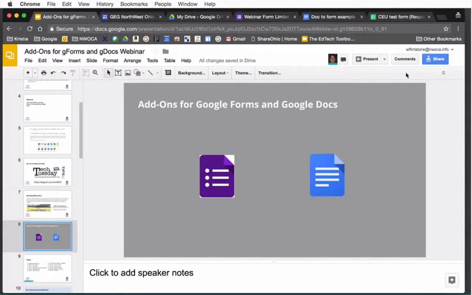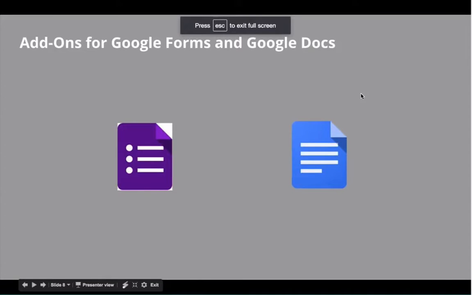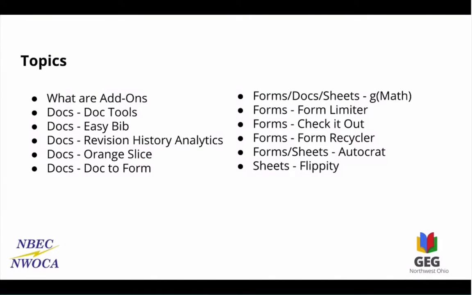All right, so I'm going to go ahead and present this once again, and we'll get started with our add-ons for Google Forms and Google Docs for today. So the topics that we're going to cover: first and foremost, what are add-ons? I'm going to really define what add-ons are. We talked about it with our objective, that you can add on functionality to all of the Google tools. But what does that really mean? So we're going to talk about that.